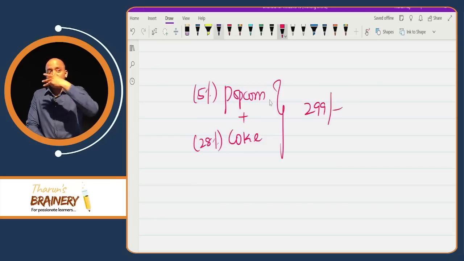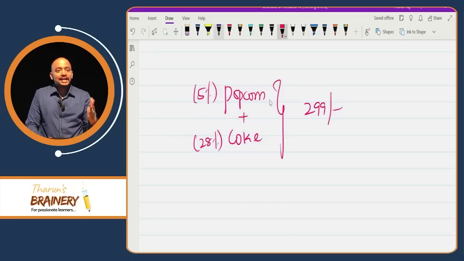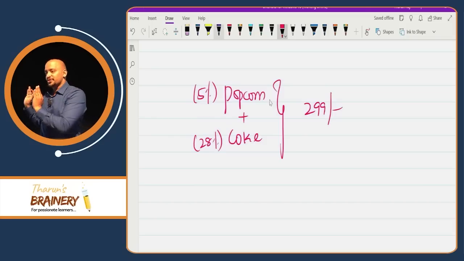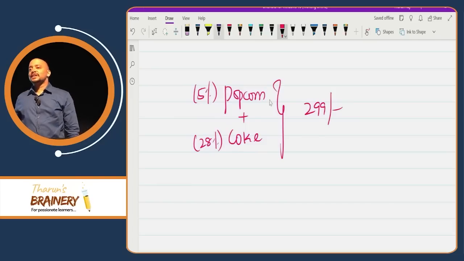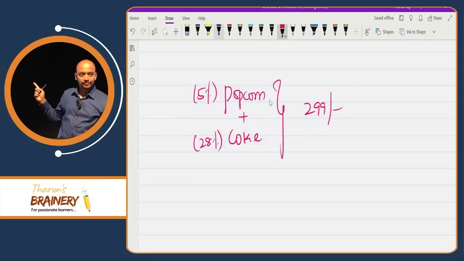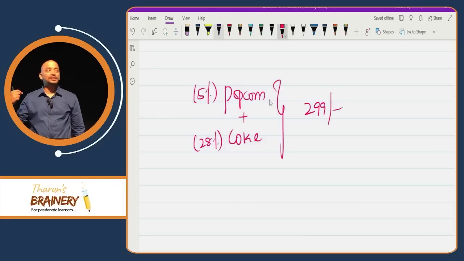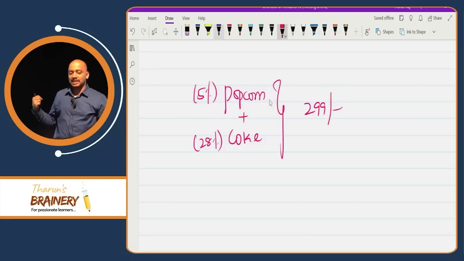If any of these three conditions is not satisfied, then it is not a composite supply. First we are checking: is it a composite supply or not? Condition number 1: all the given supplies must be taxable. Satisfied? All the supplies should be taxable. Satisfied.